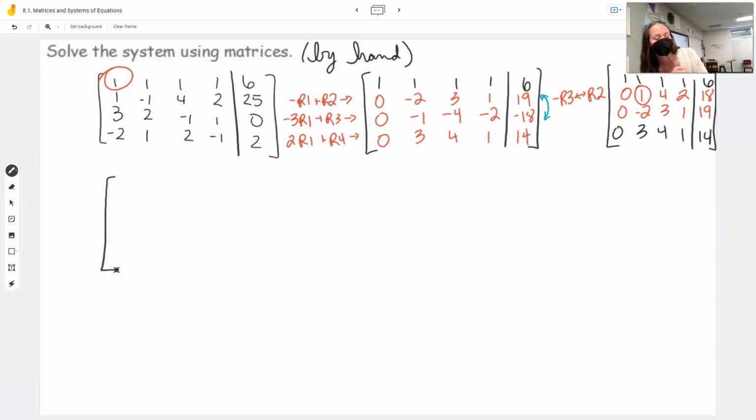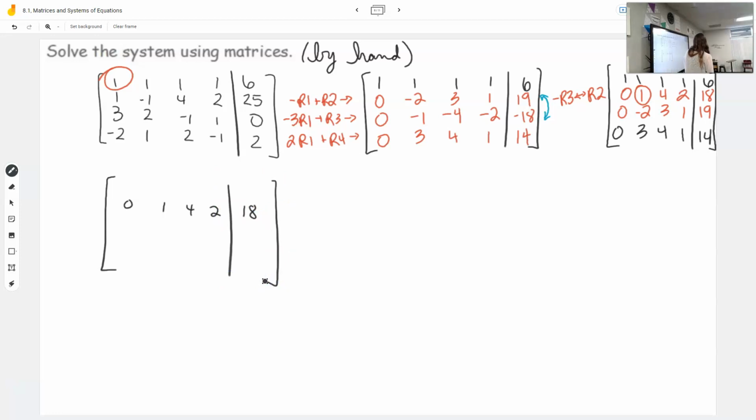With an established 1, it is now time to get what? Starts with a Z and ends with a zero. It's time to get my zeros. So I'm going to keep that row 2. Why? Because it has my established 1. So I'm going to keep 0, 1, 4, 2, and 18. But I need to go ahead and get rid of all my other guys.